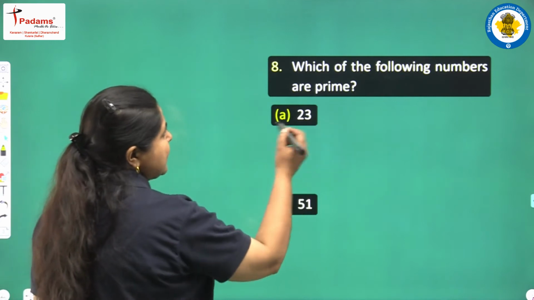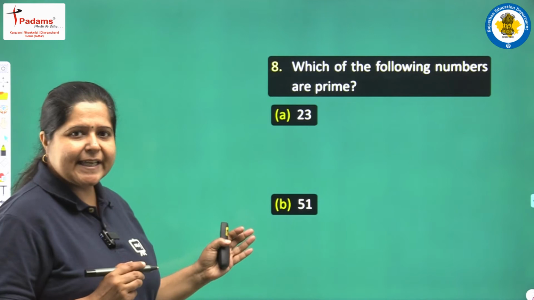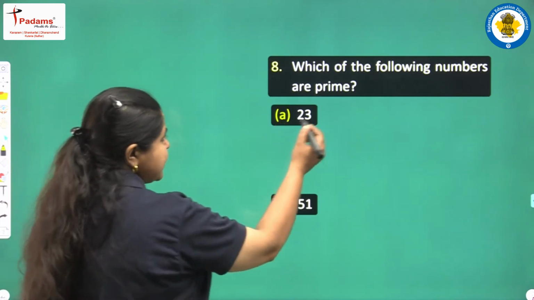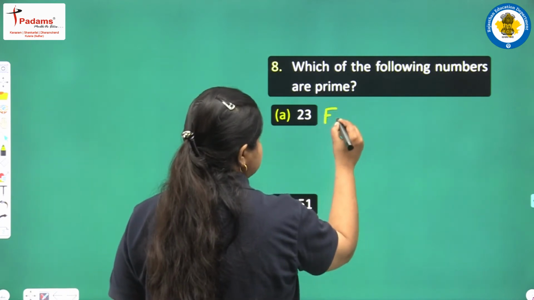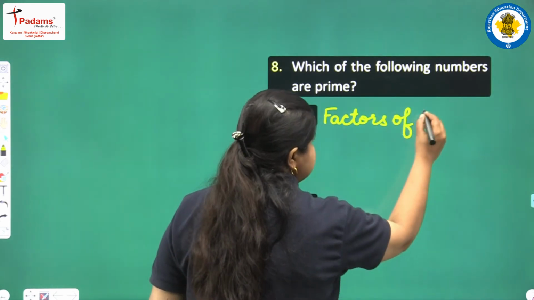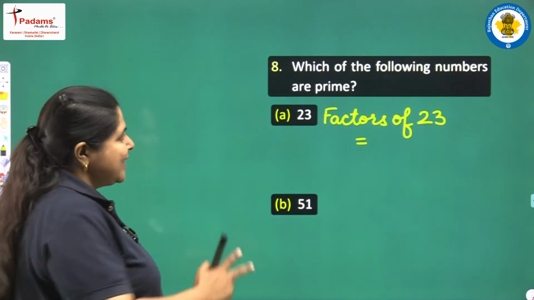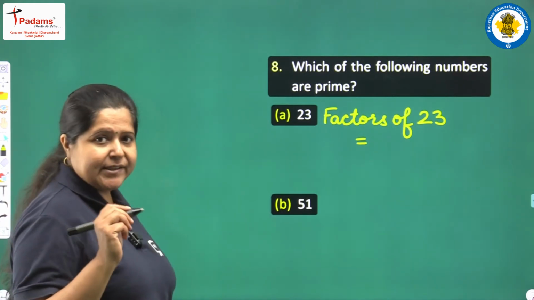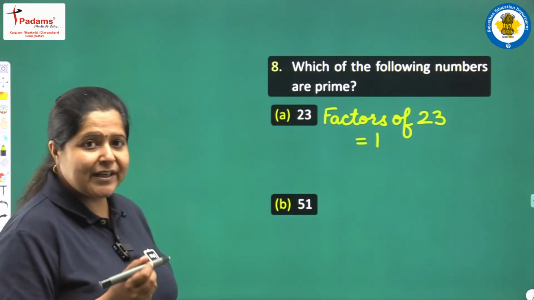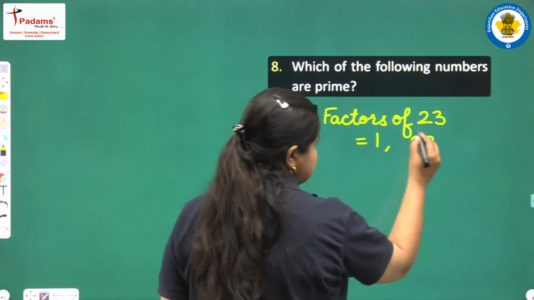Which of the following numbers are prime? Here a few numbers have been given. We will be checking whether it is a prime number or not. For this we will write down the factors of 23 because we know a number is prime if it has only 2 factors. Here also let us write the factors of 23. 1 is a factor of every number we know and 23 will be a factor of itself. So the second factor is 23.